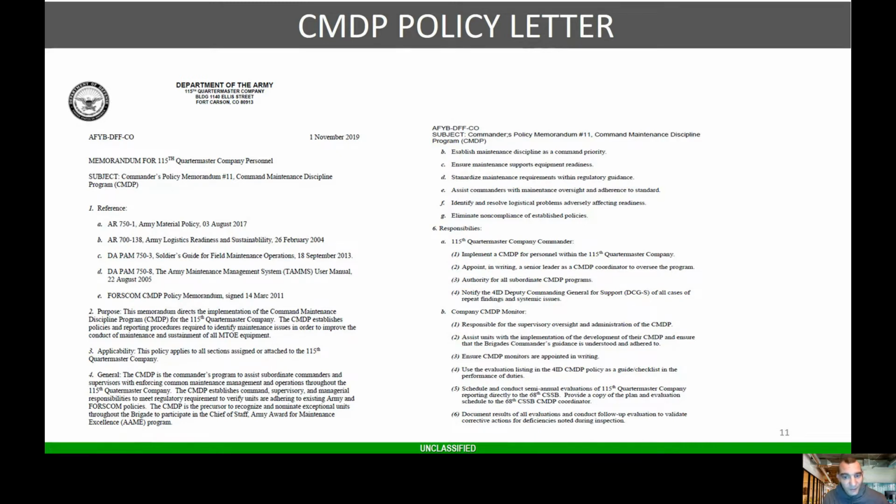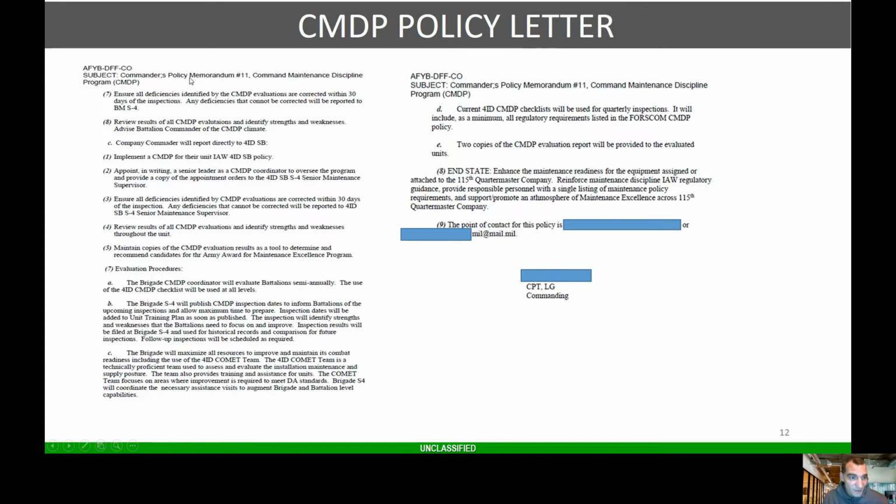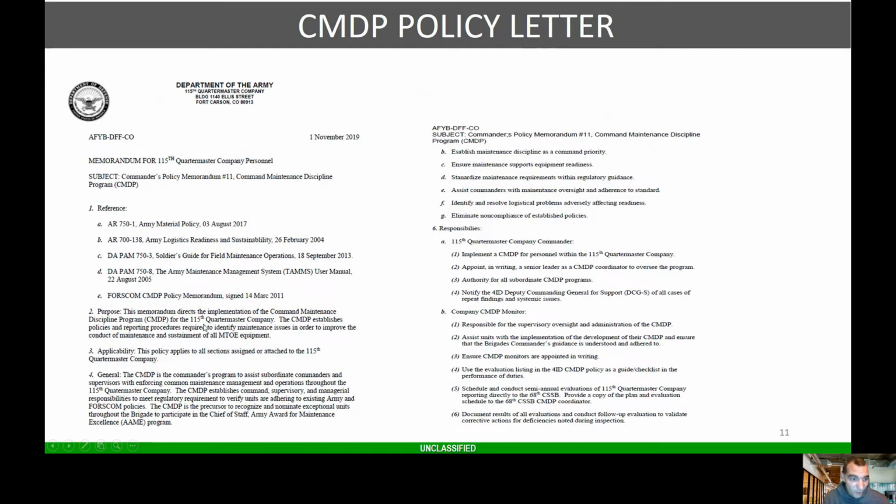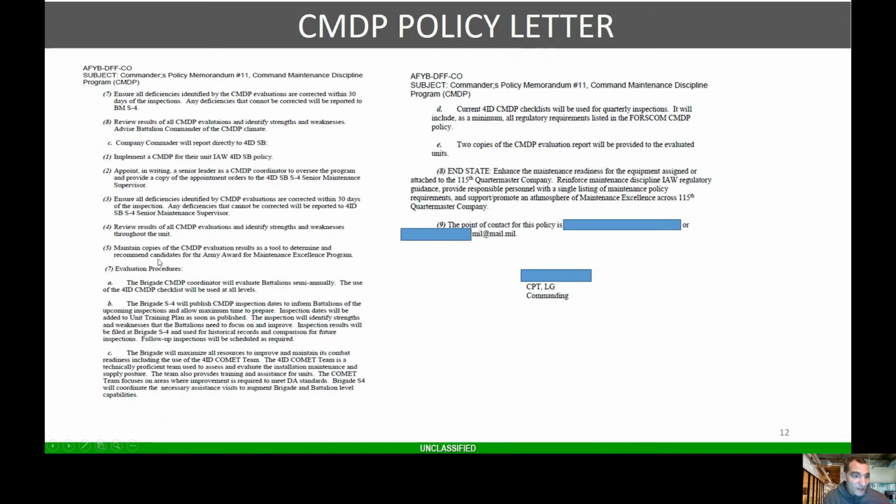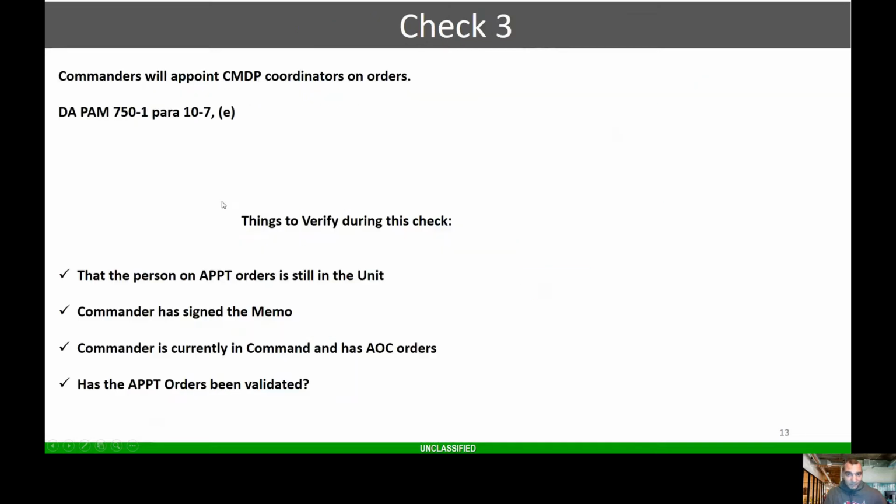all the CMDP monitors' responsibilities were. So if you want a copy of the CMDP policy letter, just let me know. Like I said, it's basically the purpose, what the CMDP program is, different things that must be established and maintained, how you evaluate, and so forth, right? And how to implement. So just let me know if you want a copy of this.